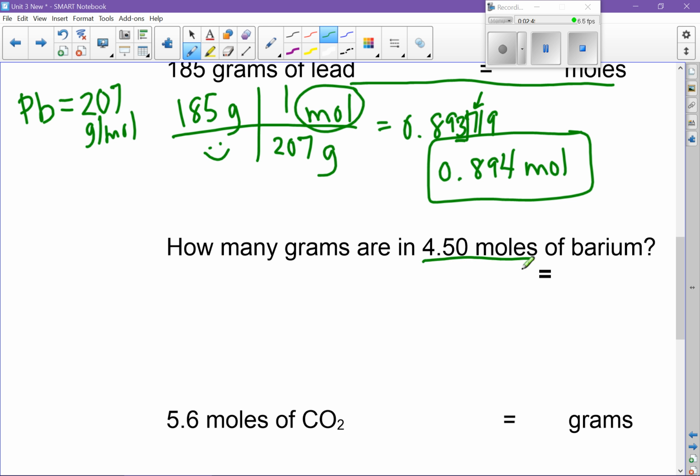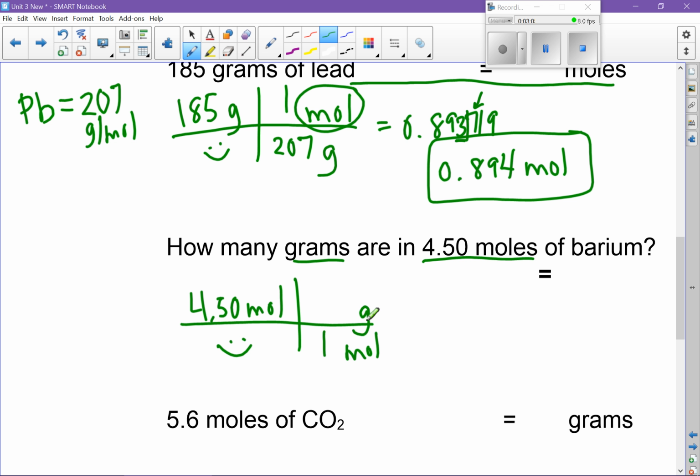Next one, here's what I see from the question. 450 moles, nothing down here, moles up, moles down. It says how many grams, that's the thing that I'm looking for. So then I know I always put 1 with the mole. Grams means I need the molar mass, and they tell me the chemical that I have is barium. Barium is Ba, so find your periodic table. The mass for barium is 137 grams per mole. That molar mass is what goes here.